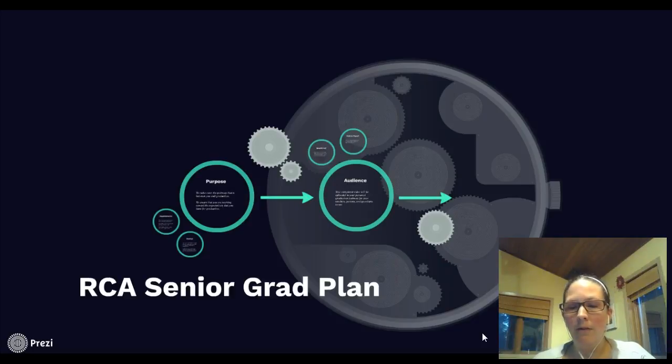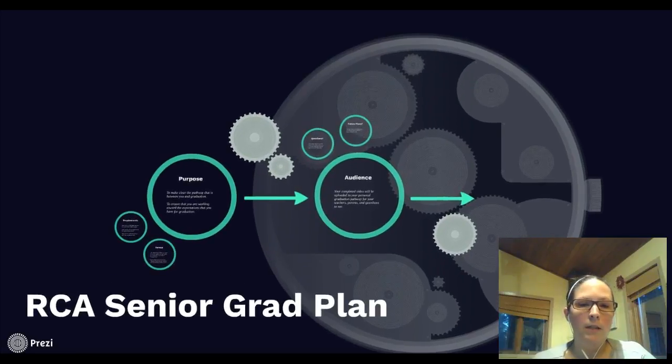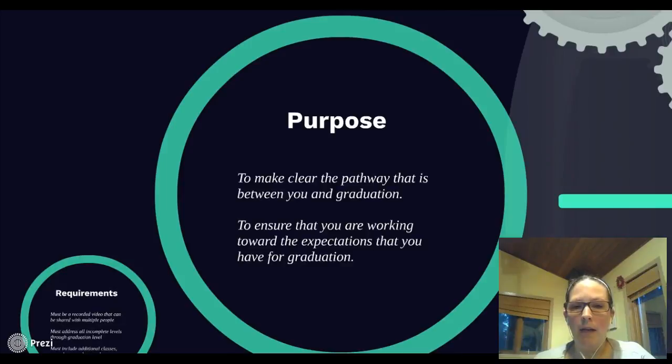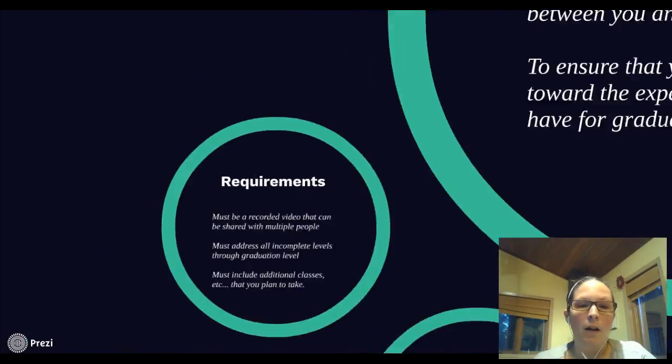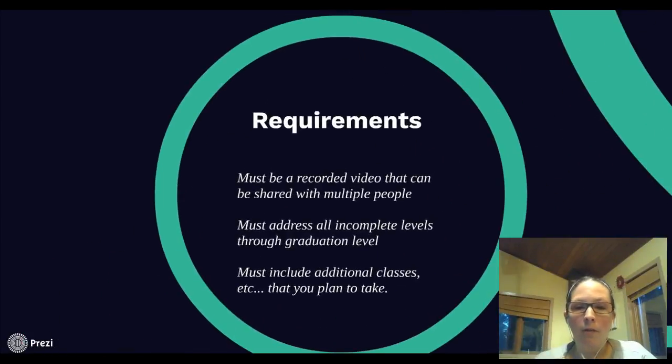The first thing I wanted to do is give you a little bit of the parameters of what should be included in your graduation plan. So I'll go through kind of the basics. First on the list, if you haven't noticed yet, the purpose of your graduation plan is to make clear the pathway that's between you and graduation, and to ensure that you're working toward the expectations that you have for yourself for graduation. The requirements for this is that it must be a recorded video that can be shared with multiple people. It must address all incomplete levels through and including graduation level. And then it should also include additional classes, etc. that you plan to take above and beyond graduation.